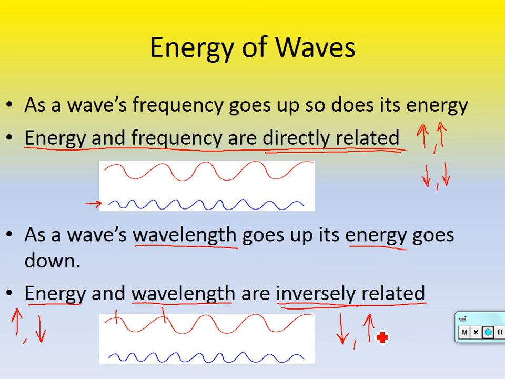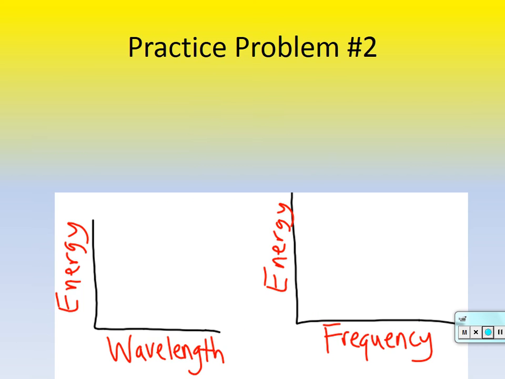What kind of relationship would this be, direct or inverse, if both are going up? Direct. What if they both go down? Direct. What if the first one goes up and the second one goes down? That's an inverse relationship. What about the opposite of that? What if the first one goes down and the other one goes up? It's still inverse. Yeah, if they're opposite, it's inverse. Good job.